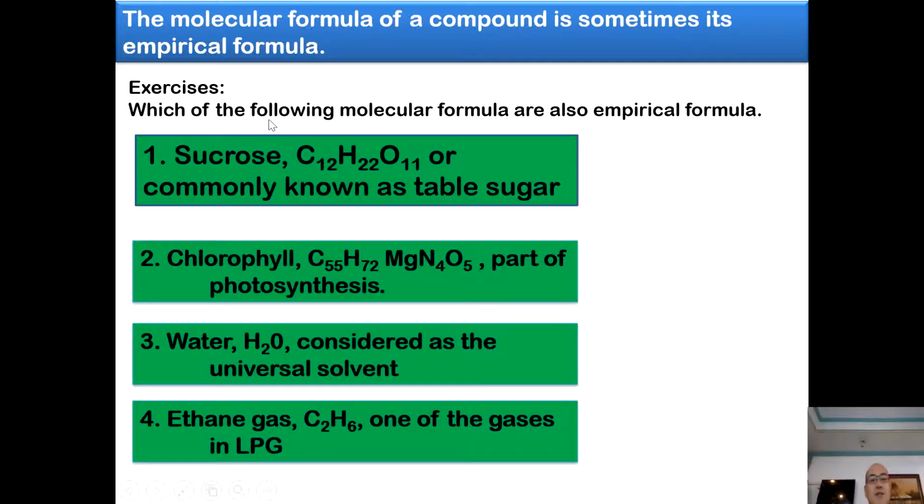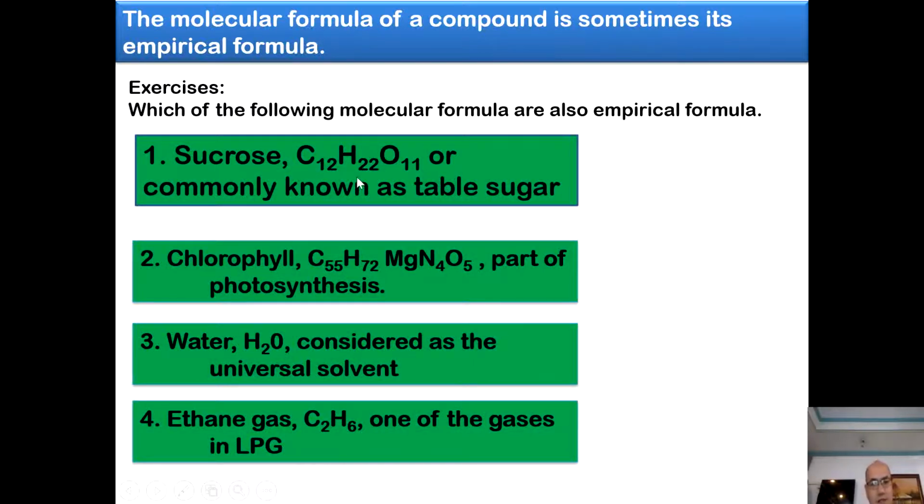Now, to sum up our concepts with regard to the empirical and molecular formula of compounds, let's do these exercises. The question is, which of the following molecular formulas are also empirical formulas? So let's take a look at number 1. This is our table sugar, the sucrose, having a chemical formula of C12H22O11, or commonly known as the table sugar.